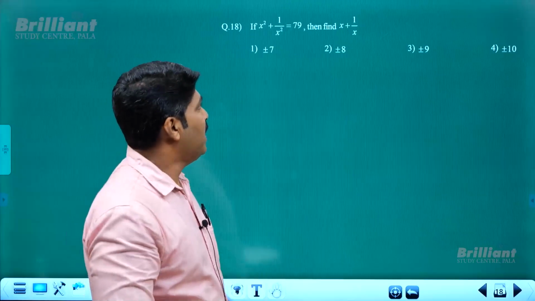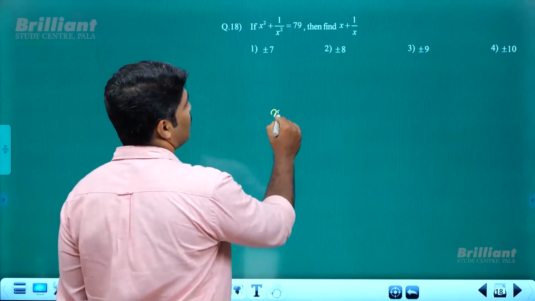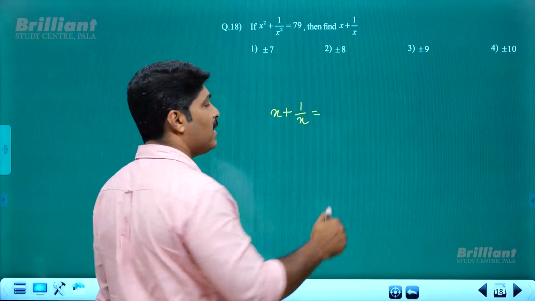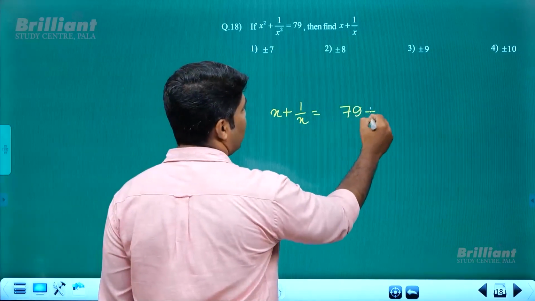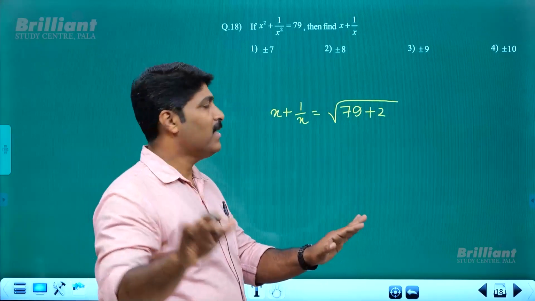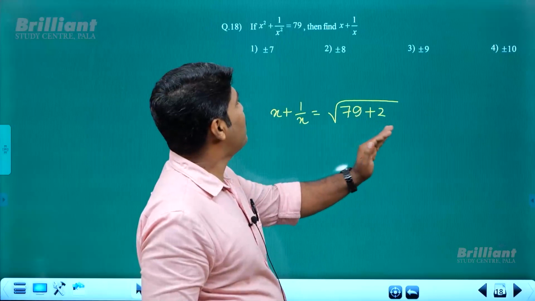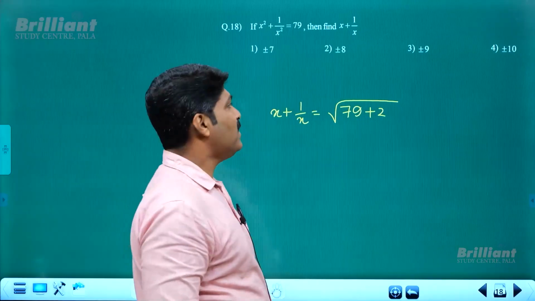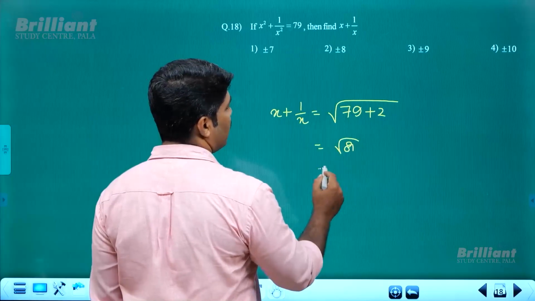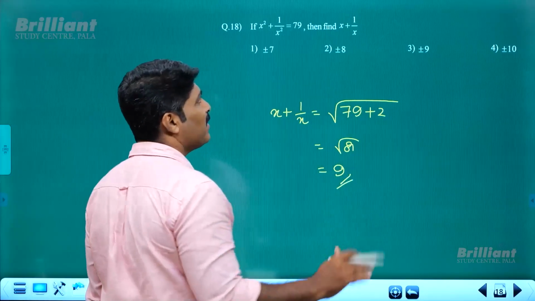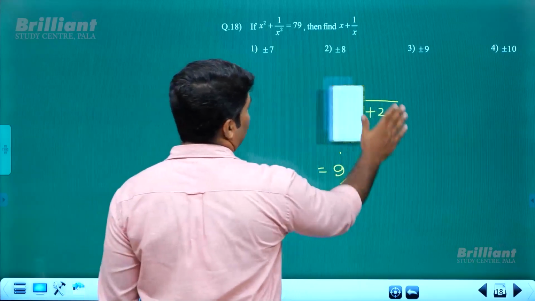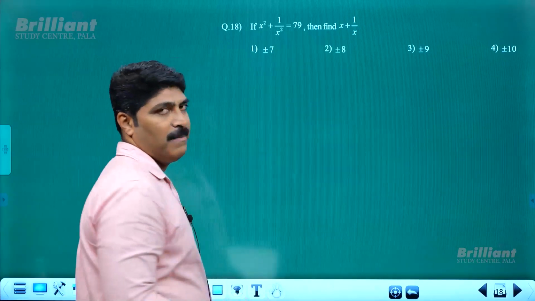If you need to find what x plus 1 by x is from such a question, you can directly reach it: this is simply the root of 79 plus 2, finished. Got it? What is 79 plus 2? That is 81. Root 81, what is it? 9. So that's a simple logic. This way we can catch the answer. Then I will explain what the logic is here.